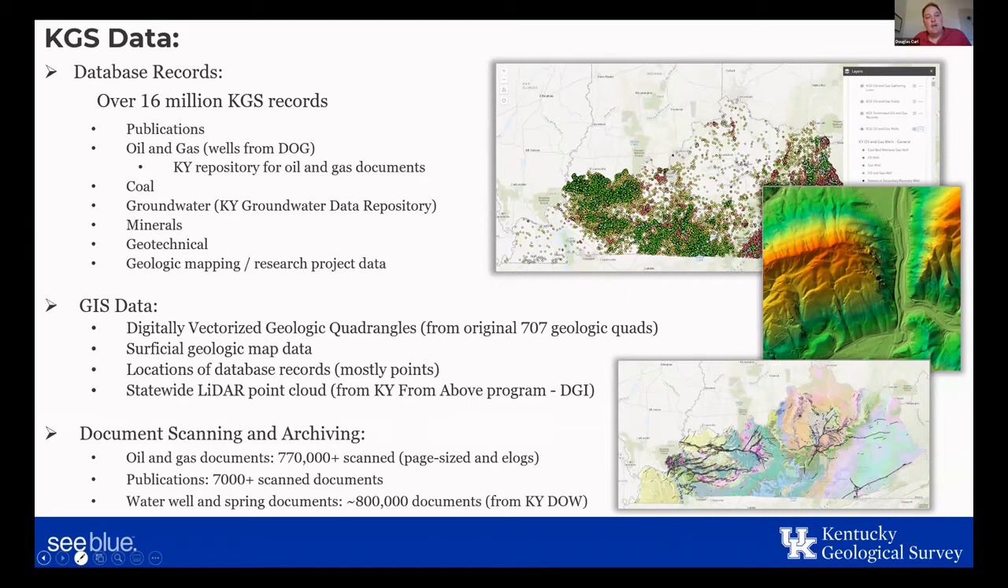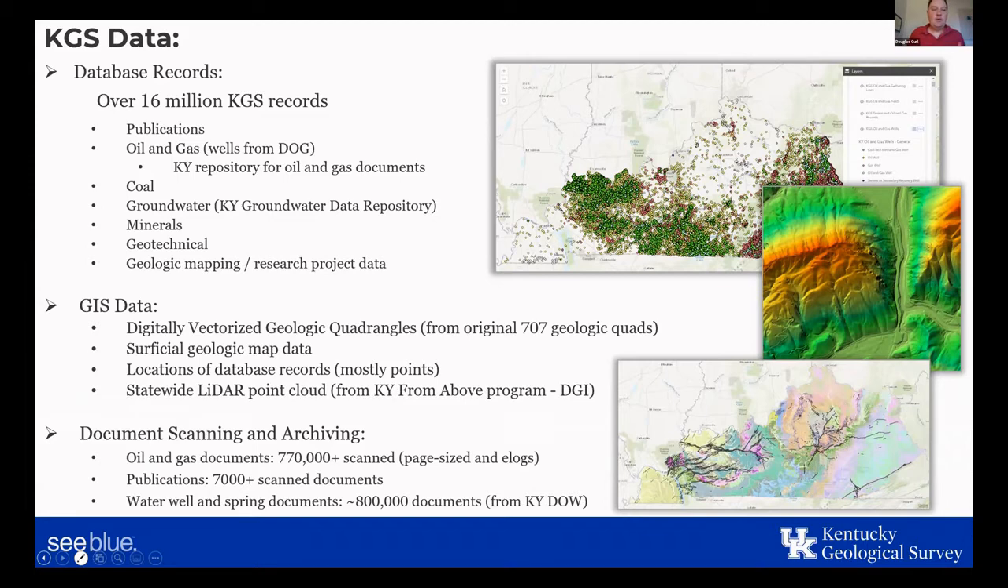Of course, minerals data, because we're the Geologic Survey. We do have minerals beyond just coal. We have a lot of limestone, fluorite, barite, et cetera, which are actually becoming more relevant lately. And then geotechnical data, we work with transportation with their geotechnical data. And then we have, of course, publications, and geologic mapping is a core thing that we do at the survey. And I'll talk a lot more about this data.